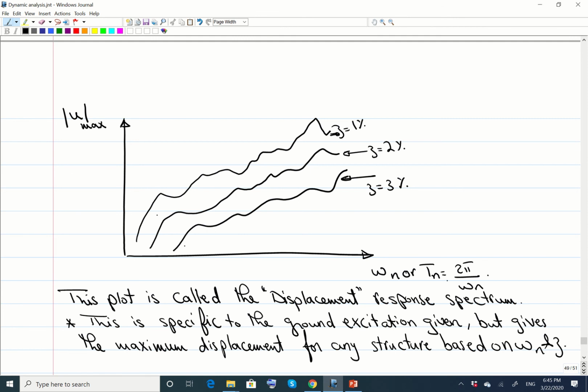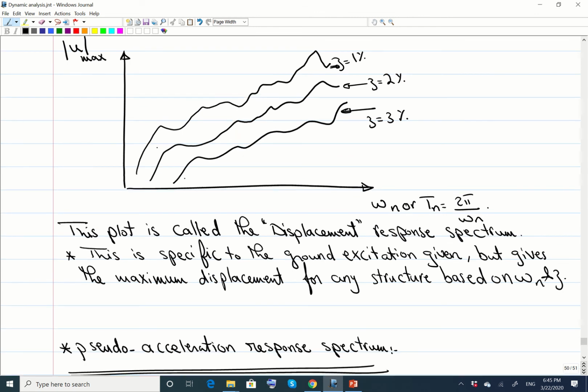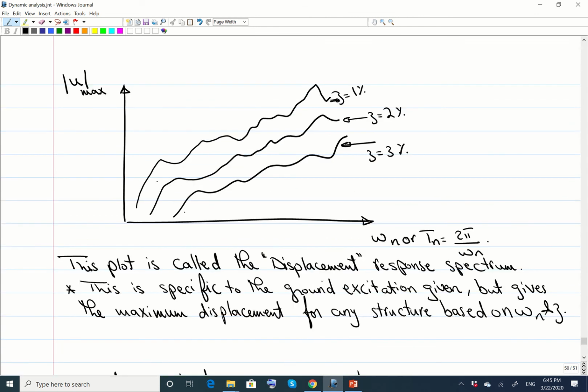Tn is simply 2 pi divided by omega n. Usually people use the period, not the frequency, to construct those figures. Tn, the period in seconds, not the frequency over here. So this plot is simply called the displacement response spectrum.